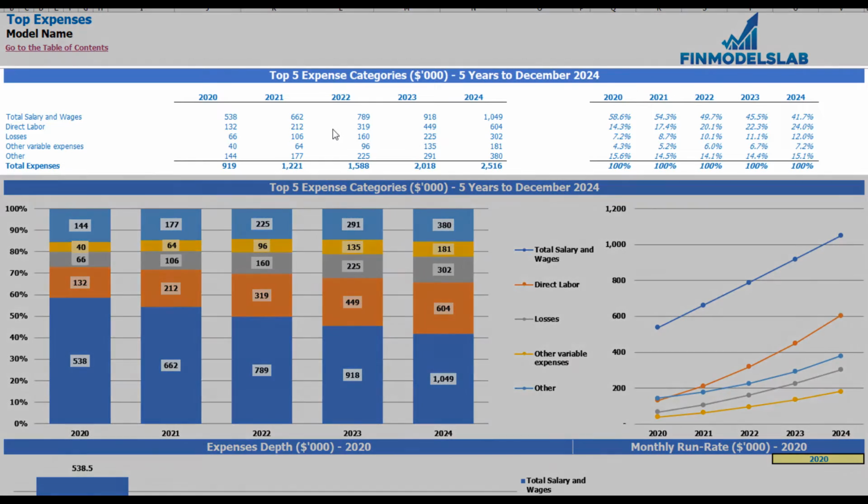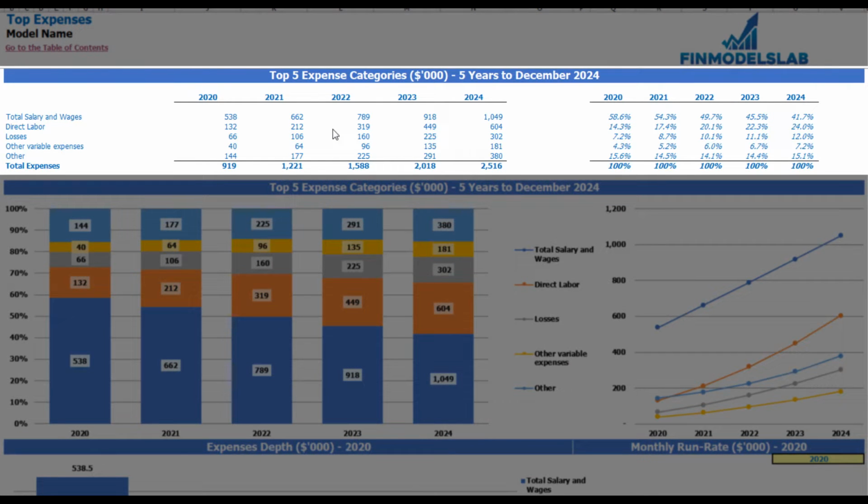On the top expenses tab, you may find the breakdown of the top 4 expense categories, and all other expenses collapsed into the other category. You may see the breakdown of absolute values by years with a total below, and also to the right you may see the percentage breakdown of these expenses.